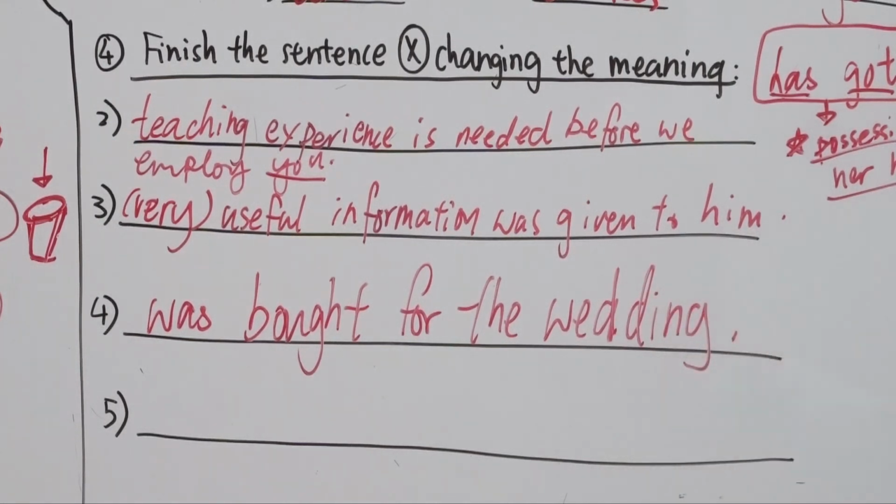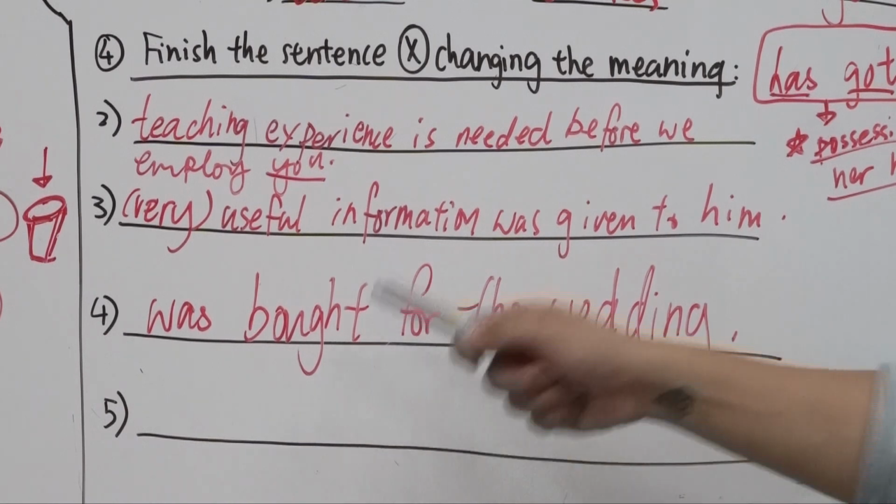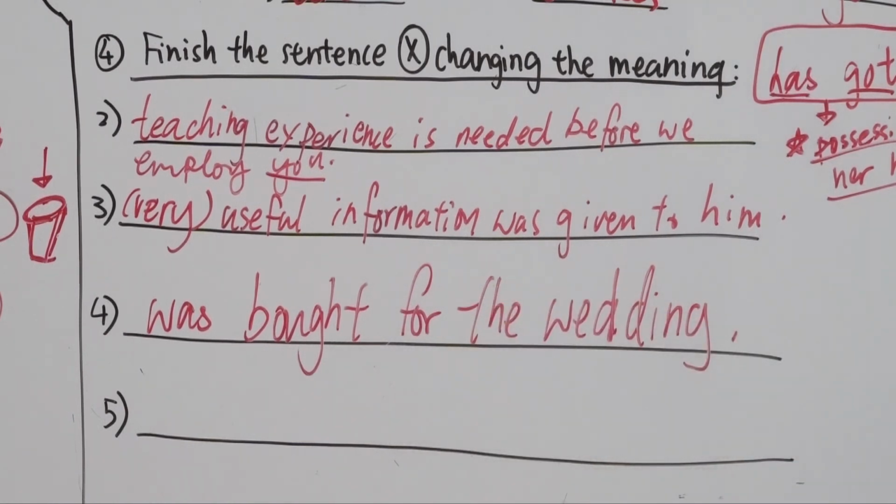For the wedding, okay? A new suit was bought for the wedding, right? Or he bought a new suit for the wedding. Or a new suit was bought by him for the wedding, right? You can put "by him" in between. Okay, next one. Alright, next one, number 5.